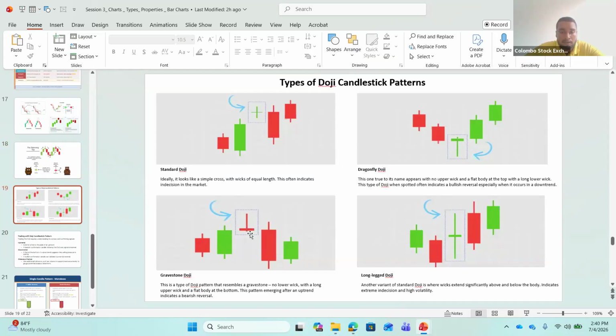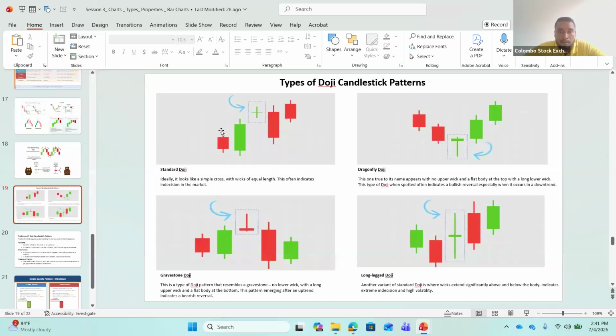And this is called a gravestone doji, where you see a longer upper wick and a flat body. Here you see a longer lower wick, and here you see both longer upper and lower wicks. This is a standard doji, but the wicks are not as lengthy as this one. The long leg means, as the name suggests, there are long wicks, to the upper side and the lower side.